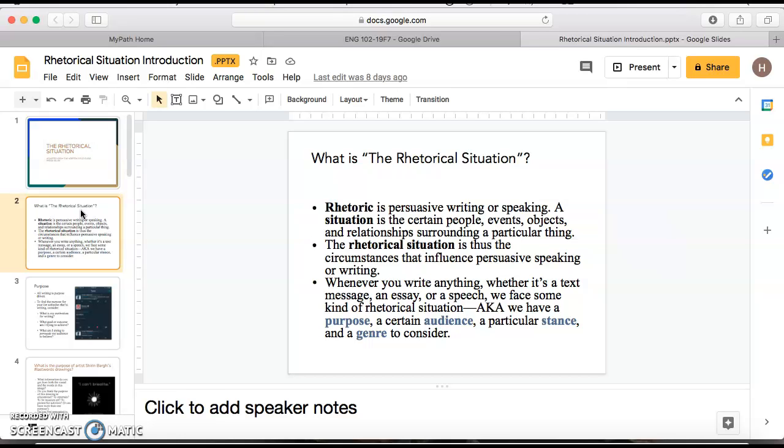The rhetorical situation, if we break it down, we've got rhetoric, which is persuasive speaking or writing. You might have heard this word with any sort of law-related movie or book or something that you've read. Rhetoric is simply trying to persuade someone to believe something. And a situation we know is the people or events or objects or relationships that surround a particular thing. If we were in a classroom, the situation would be all of you as students, the building we were in, the fact that it was COVID; all of those things inform what's going on.